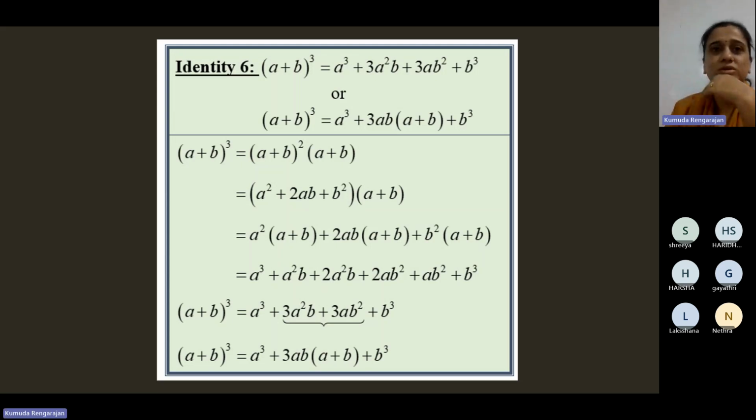Yeah, same result you get. That is a plus b into the other way, is it? Yeah, multiplication is commutative, right? Like 5 into 3 is equal to 3 into 5. So you will get the same result.